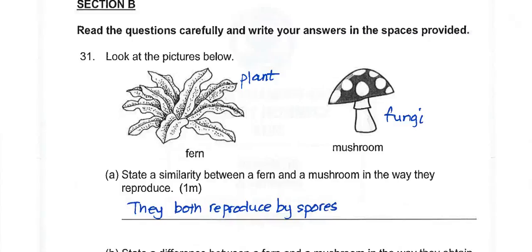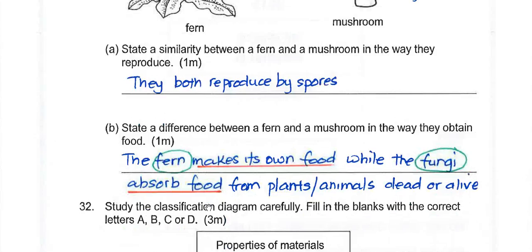Right, this is a CT2 exercise, Section B, number 31. These two over here, the living things, are the plant and fungi. Similarity, right? They both reproduce by spores. Okay, let's carry on.